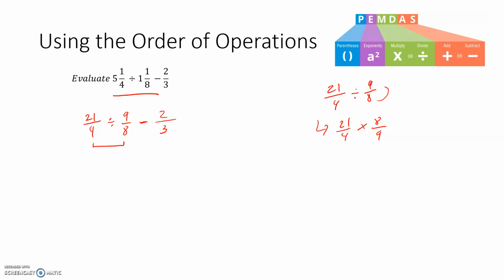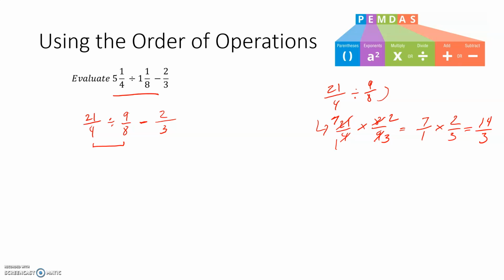Now I'm going to cross cancel, and I can cross cancel a lot of these. So 21 and 9, 3 is a common factor. So I'm going to divide both by 3, and I get 7 and 3. And then 4 and 8, 4 is a common factor. So 8 divided by 4 is 2, and 4 divided by 4 is 1. So now it's 7 wholes times 2/3. And then I just multiply the numerator times the numerator, and that's 14 thirds.